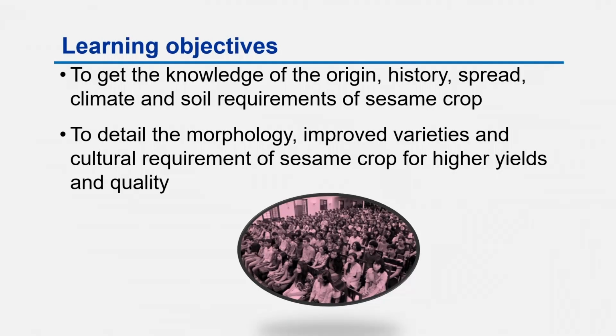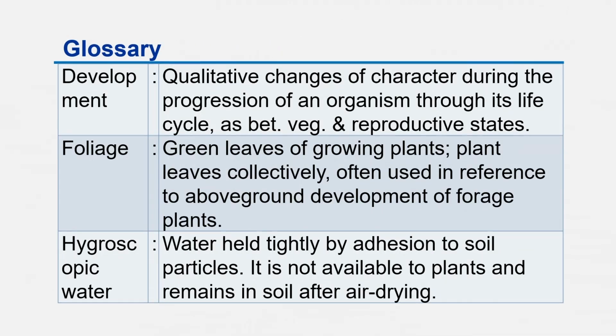So, learning objectives of this lecture are to get the knowledge of the origin, history, spread, climate and soil requirement of sesame crop, to detail the morphology, improved varieties and cultural requirement of sesame crop for higher yields and quality. So, some glossary, some difficult words.